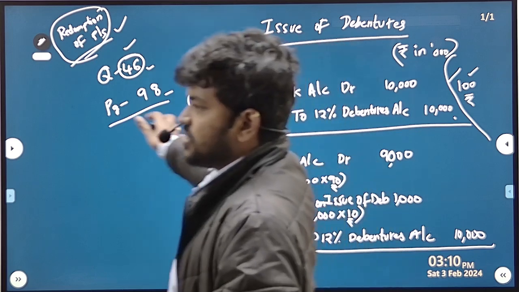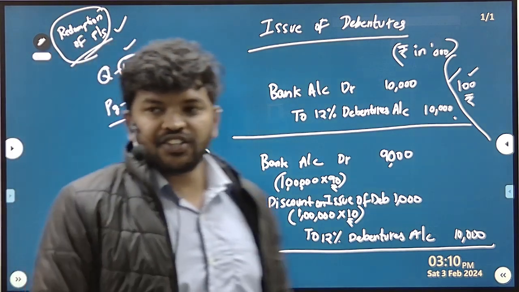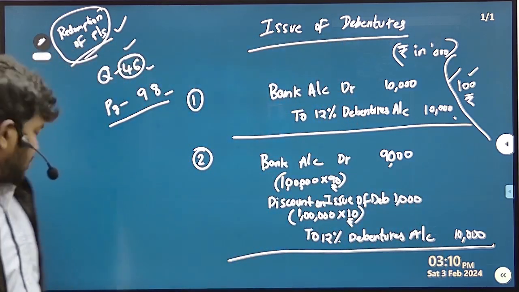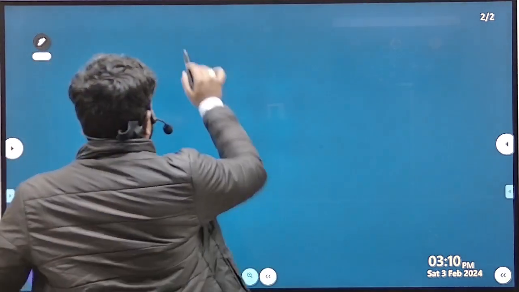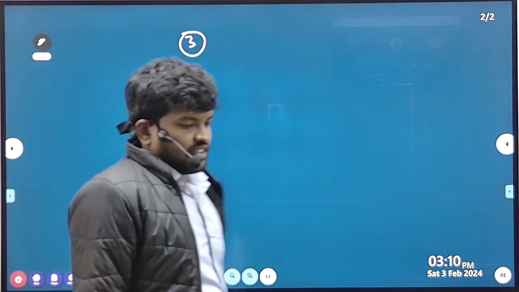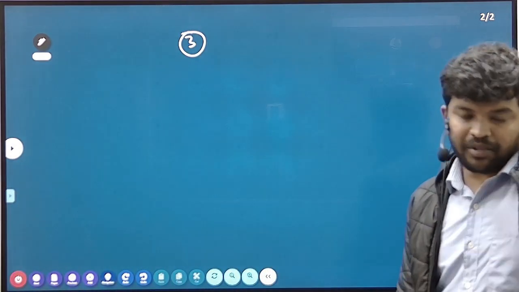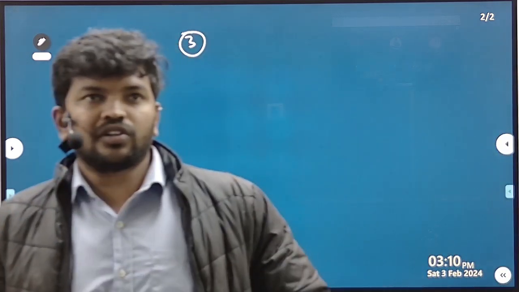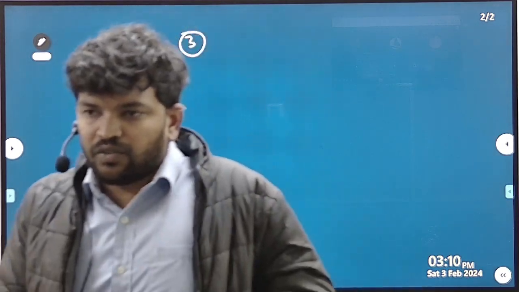Exactly copy paste, same ditto as issue of shares, issue of equity shares, or issue of preference shares. Same entries. Okay? Third one. What is the third one? Redeemable. In all the three cases, redeemable at par. So I am not passing any entry regarding redemption till now. Understood?